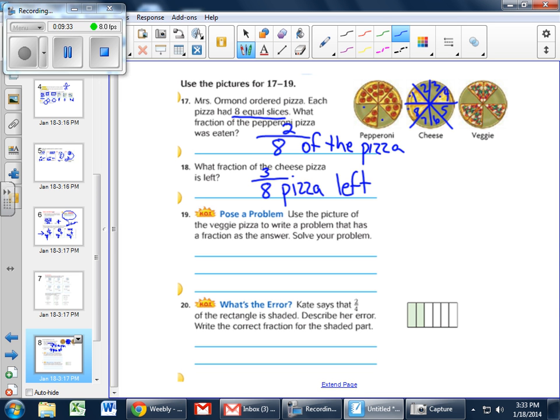Number 19, use the picture of the veggie pizza to write a problem that has a fraction as the answer. Solve the problem. So you're going to do something like, Sadie ate 3/8 of a veggie pizza. How many slices of veggie pizza did she eat? She ate 3 out of the 8, so the answer would be something like she ate 3 pieces. Think of your own problem that has to do with this picture and write it. It also wants you to solve it. So come up with a problem and give the answer.